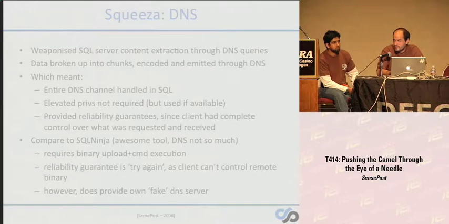Elevated privs were used if found, but they weren't necessarily required. And the one nice thing with Squeezer is it did provide reliability guarantees. So it had the ability to re-request data and detect if data had been lost. SQL Ninja is another awesome injection tool that you'll find out there, and it's got a lot more features than Squeezer. It also supports DNS exfiltration. However, it uses a slightly different model. The DNS channel is handled by a standalone binary that you have to upload, so it gets a little awkward. But it's still a much cooler tool for other stuff. So SQL Ninja for the win.